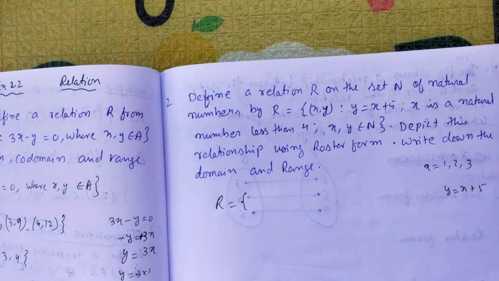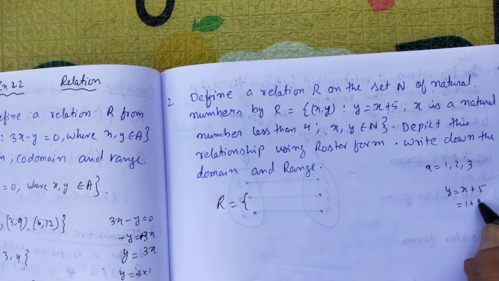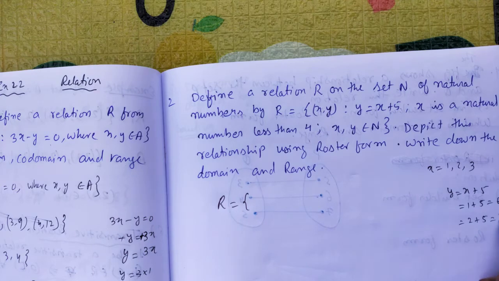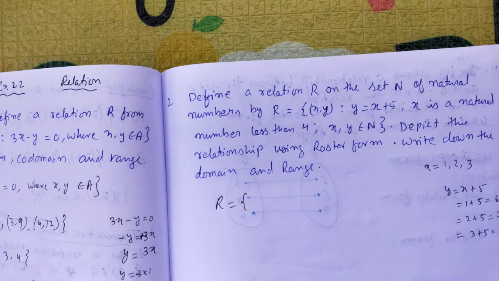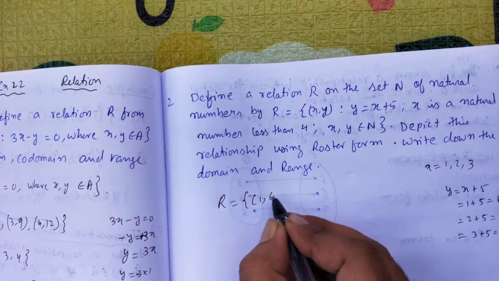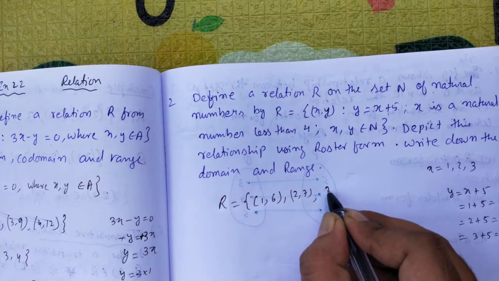That means in place of x you can put 1. If I put 1 I get 6. If I put 2 I get 7. If I put 3 I get 8. So relation will be (1, 6), (2, 7), (3, 8).